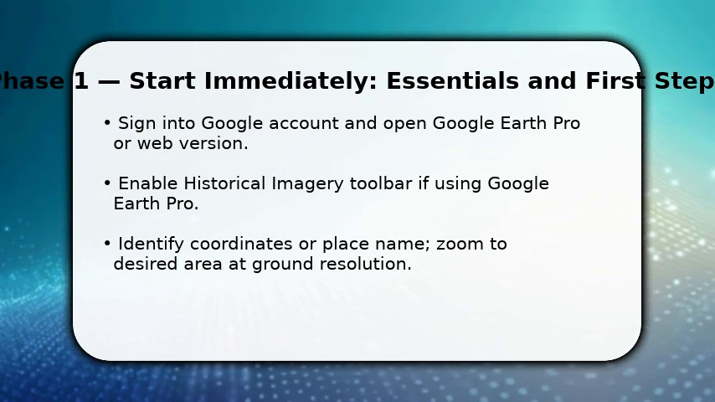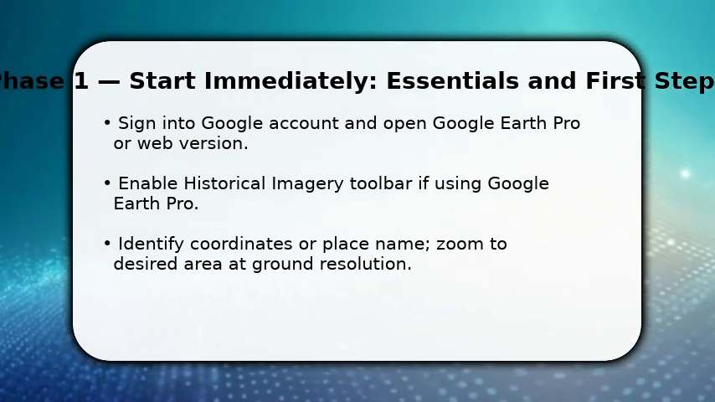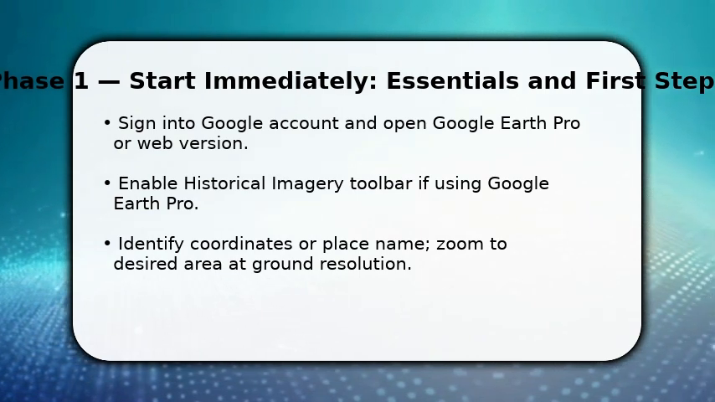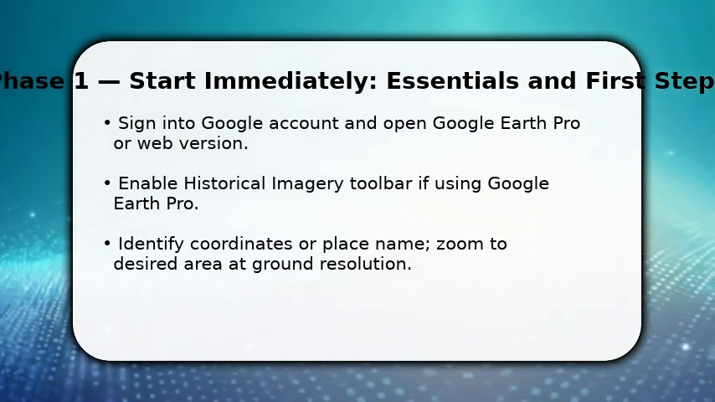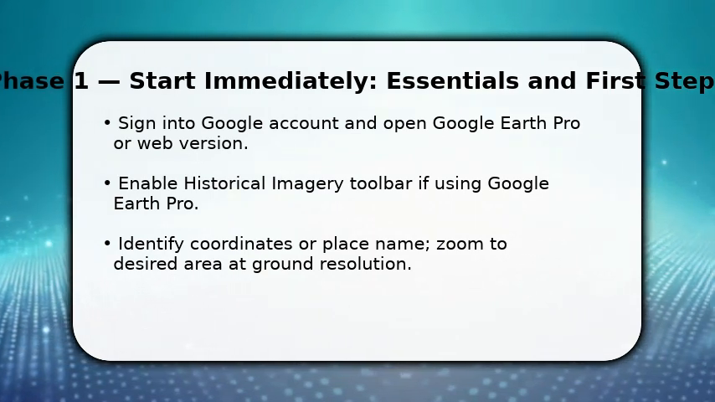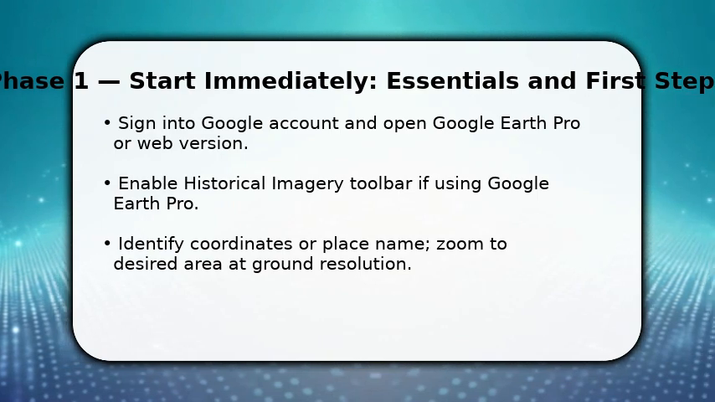If you use Pro, enable the historical imagery toolbar now. This is the first actionable control that shows time sliders. Make sure imagery dates appear in the status bar. If they do not, switch to a different imagery layer or verify your internet connection before continuing.